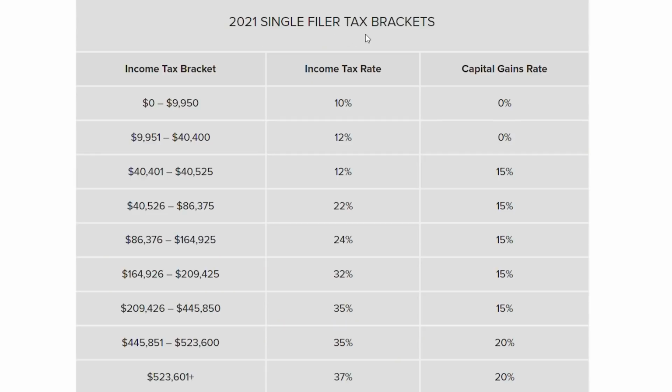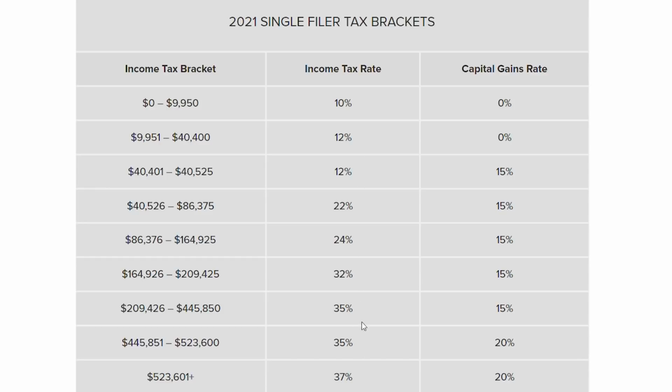In 2021, for single filers, if you make less than $40,400 in income, then your dividends will be taxed at 0%. If you make between $40,401 and $445,850, then your dividends will be taxed at 15%. And if you make more than $445,851, then your dividends will be taxed at 20%. This is for qualified dividends.